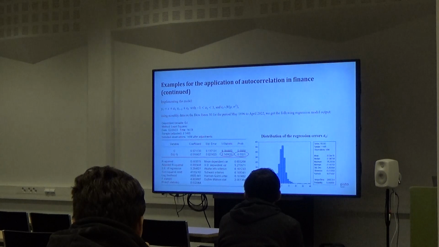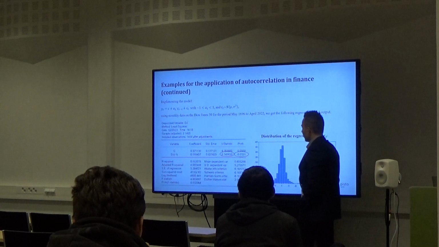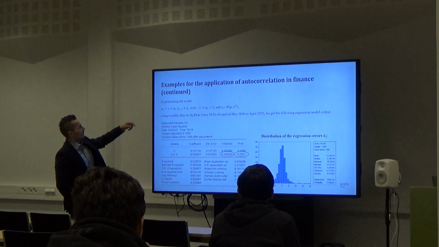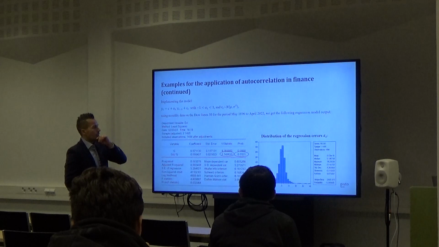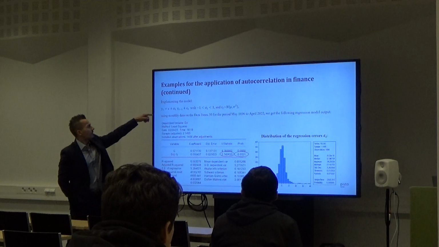Here I gave you one example. So that's one data set that I got my hands on, so to speak. I used the monthly Dow Jones 30 return from May 1896 until April 2022. I have 1,494 observations here, and I run this simple first order autocorrelation model.